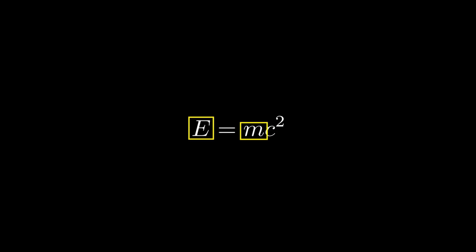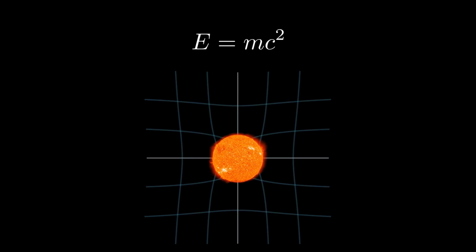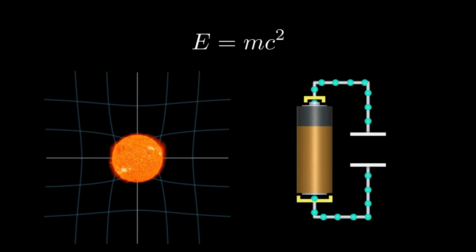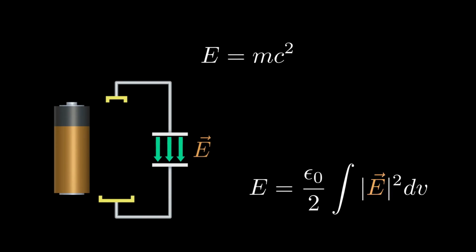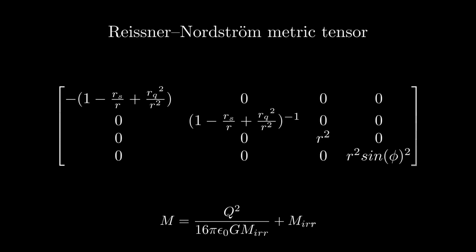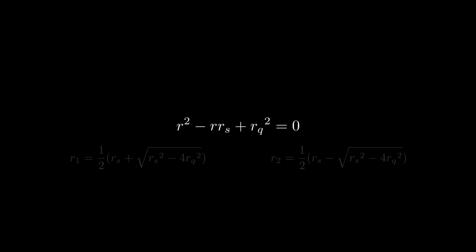which says that mass and energy are equivalent. We know mass creates gravity, and in the context of electromagnetism, we say energy can be stored in the electric field. Therefore, it must contribute to the gravitational field. It's energy after all, and units are the same. They did the math, and this is what they got: the Reissner-Nordström metric tensor. It is different from the previous metric tensor in this term, which is what depends on electric charge. We put the event horizon at the distance this term equals 0. And in this case, it's a quadratic equation with two solutions.